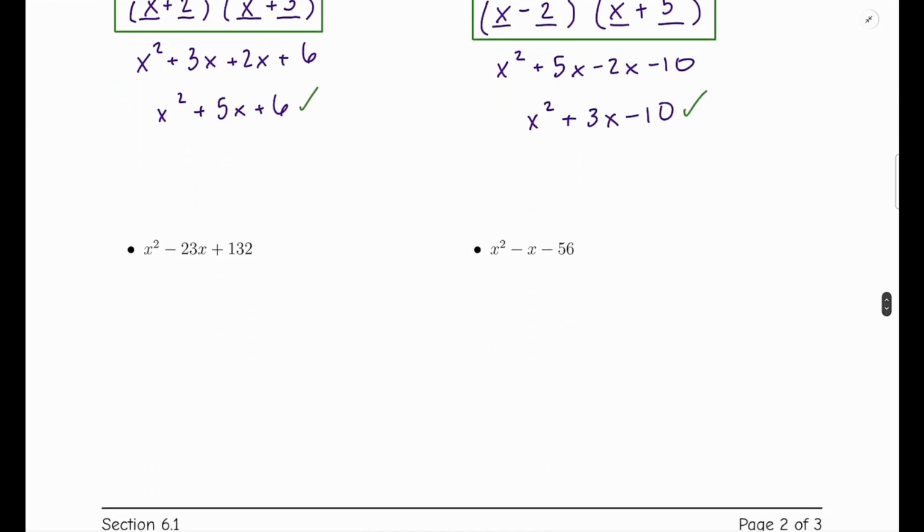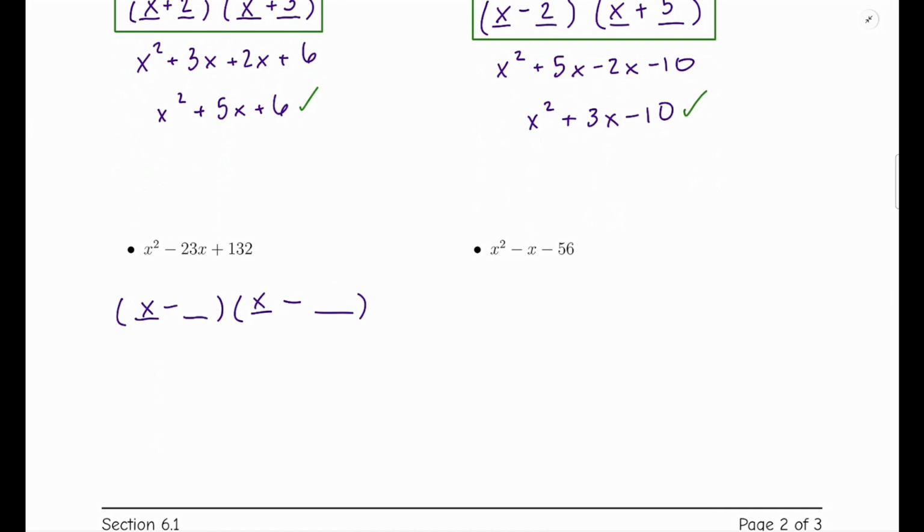The next one, we have x squared minus 23x plus 132. So again, I'm going to guess that splits into two binomials. What times what is x squared? X and x. And then what times what is 132? Because it's multiplying to a positive, I know they have to be the same sign. And since the middle term is negative, that means both of them have to be negative.